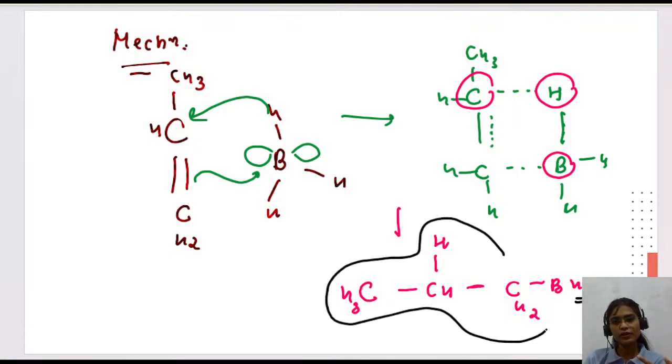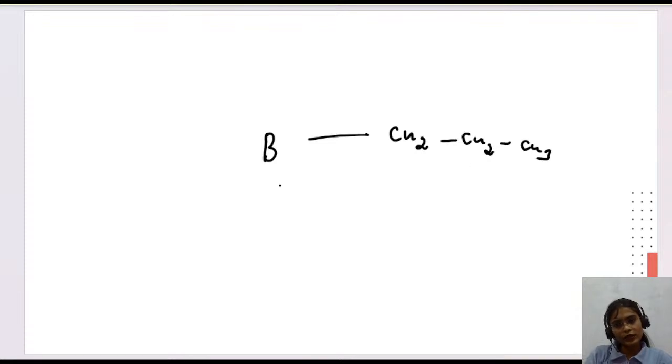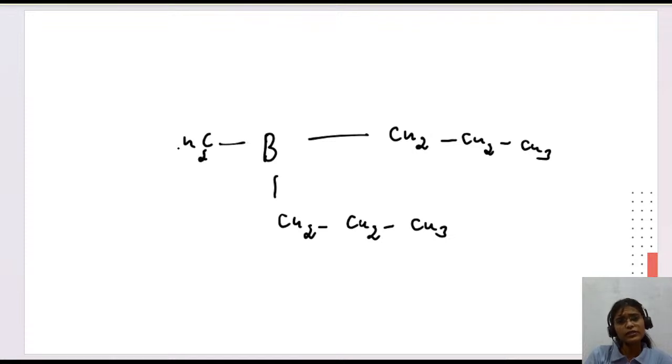Okay, this is the first compound that is already connected. Now the two more hydrogens follow the same mechanism and are replaced by two more alkenes. So let me write the final structure: if this is a boron, it is connected with CH2, CH2 and CH3. Okay, it is CH2, CH2 and CH3. This is my CH2, CH2 and CH3.